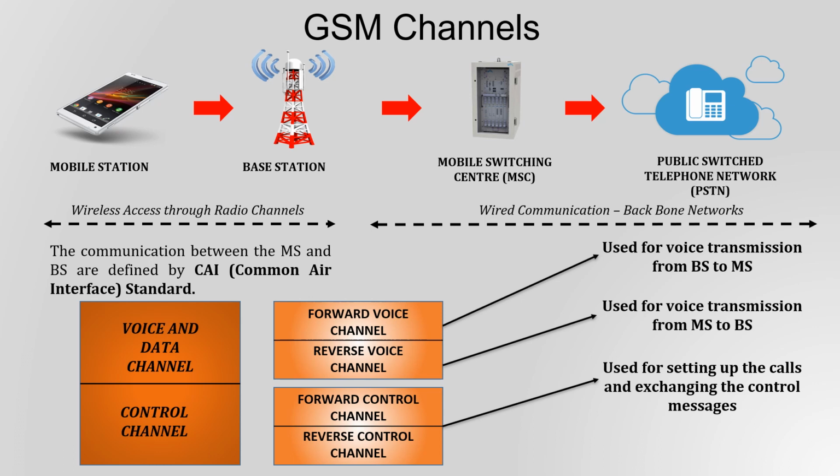The rest of these two channels, the forward control channel and the reverse control channel, work together in setting up the calls. These channels are especially used for exchanging control messages or control signals, which are responsible for establishing a call as well as terminating a call. So this is what GSM channels are about. I hope this is clear.